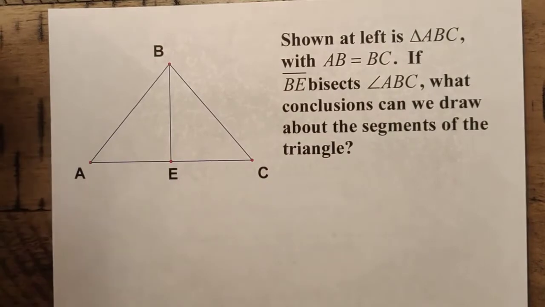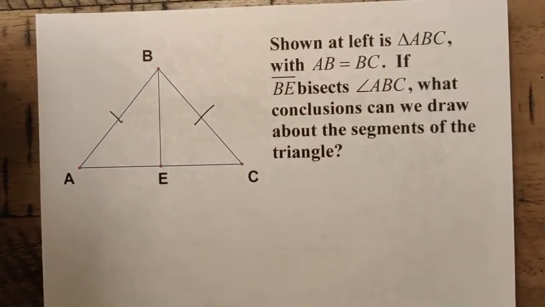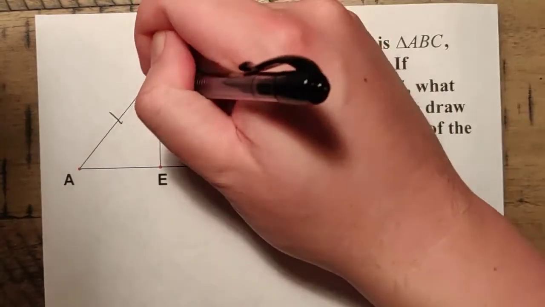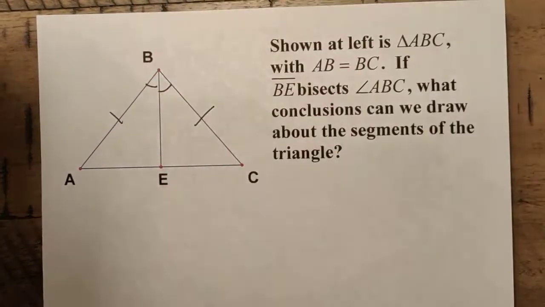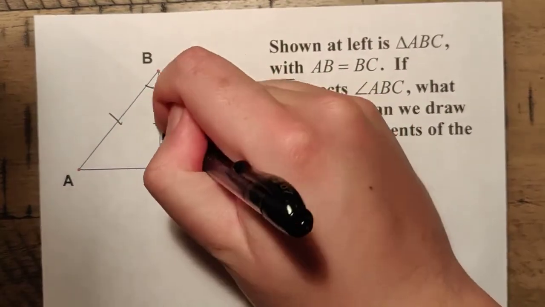So we have a triangle ABC like this here, and we're told that AB is equal to BC. Okay, no big deal. BE bisects angle ABC. Well, you know what an angle bisector does? It splits this angle up here in half. We can kind of do something like this here. Can we talk about the segments of the triangle? Well, we know that BE does this here, right?